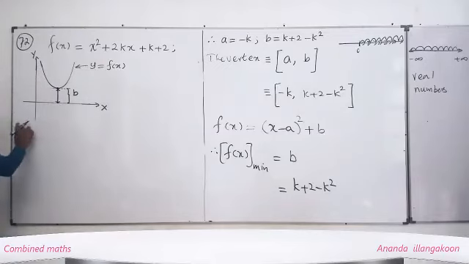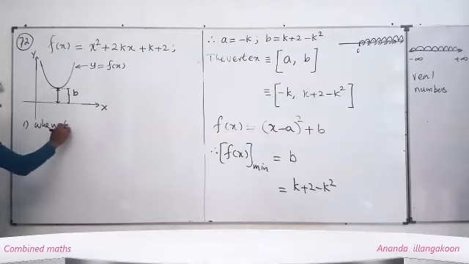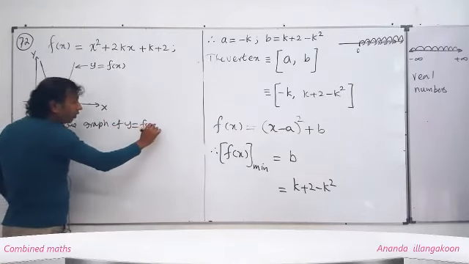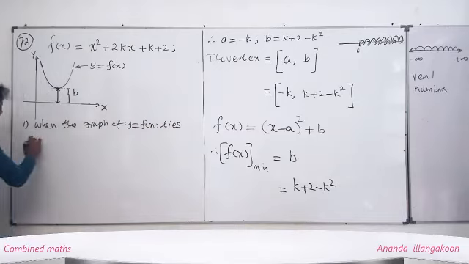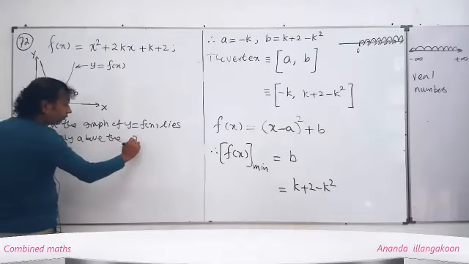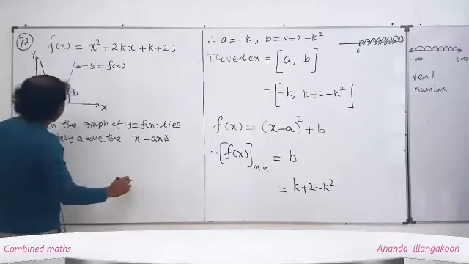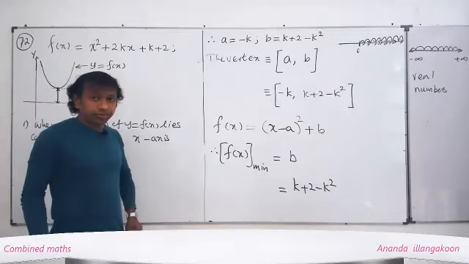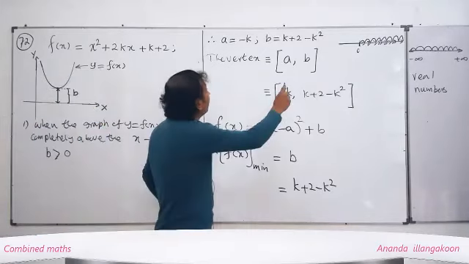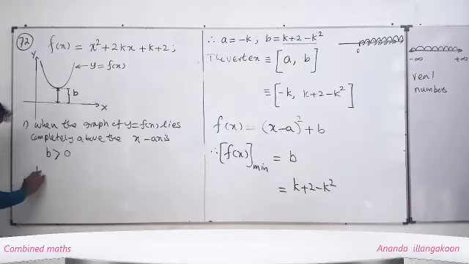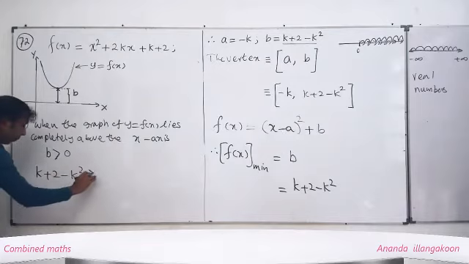Then the first one you can write: when the graph of y equals f(x) lies completely above the x-axis, B is greater than 0. B is positive. What is this? This is B. Then substitute for this B: k plus 2 minus k squared is positive.